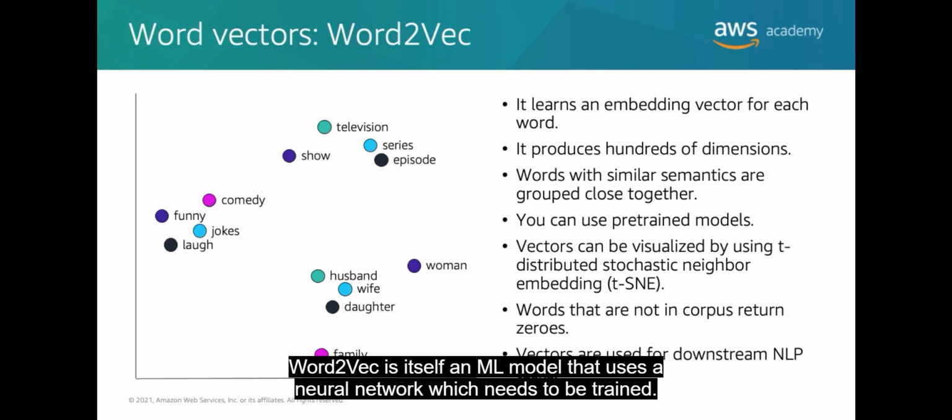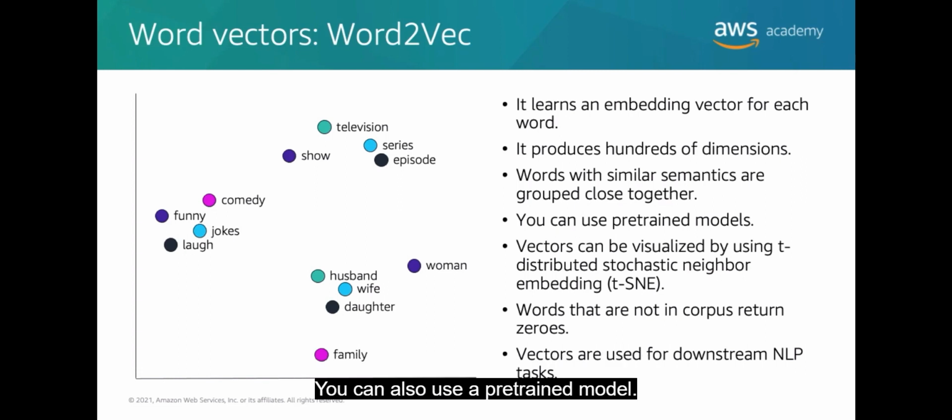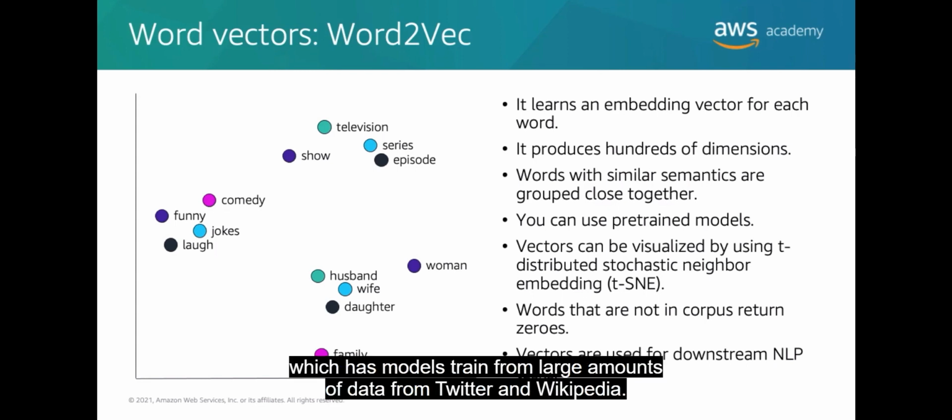Word2vec is itself an ML model that uses a neural network, which needs to be trained. You can also use a pre-trained model. One such model is GloVe, which has models trained from large amounts of data from Twitter and Wikipedia. You can find these models as part of the Gensim GitHub repository.